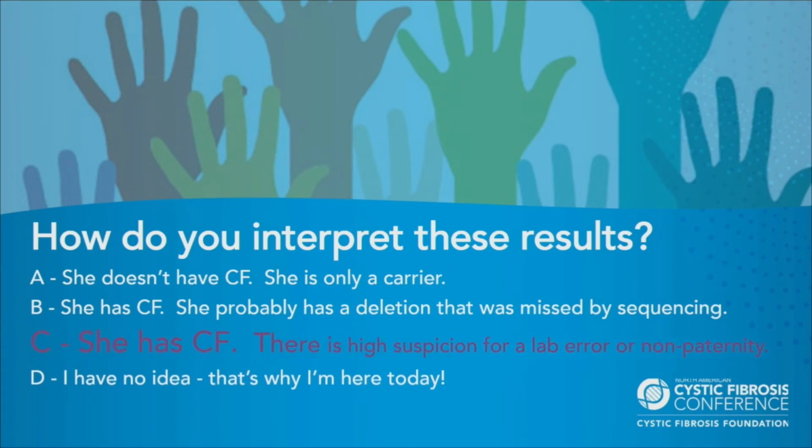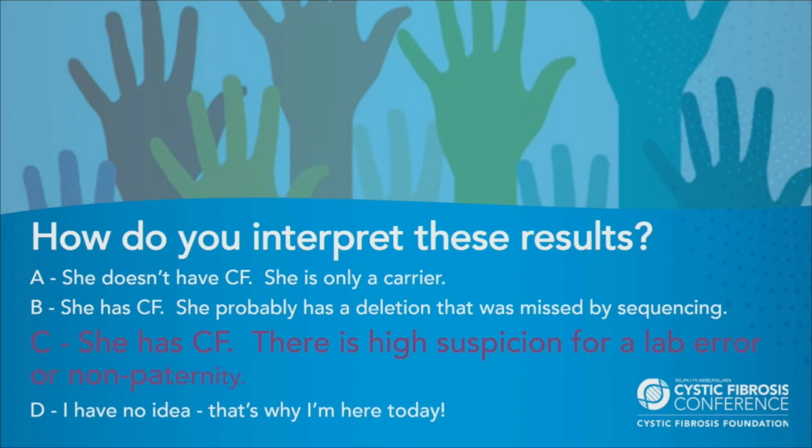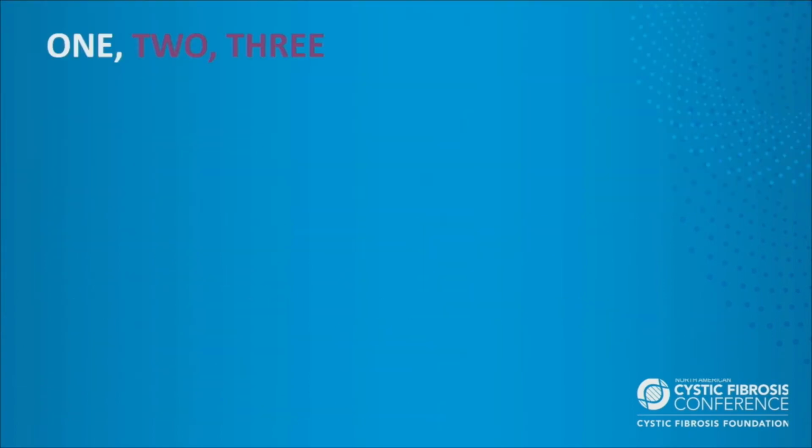So the answer is C. She has CF, as we can tell by her sweat and her clinical features. There's high suspicion for a lab error or non-paternity here, and I'll work through why in a moment. So what did I do with this? So I first had a private discussion with the mom to make sure that there's not non-paternity. Those are not easy discussions to have, and you never want to do them with both parents together.